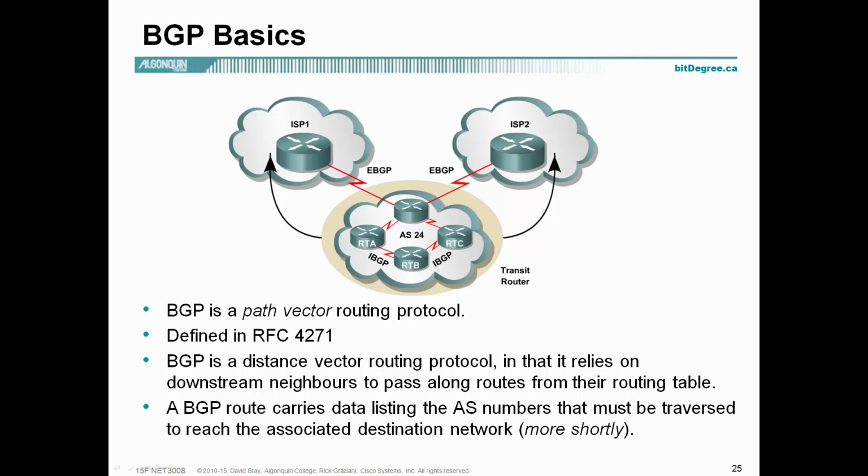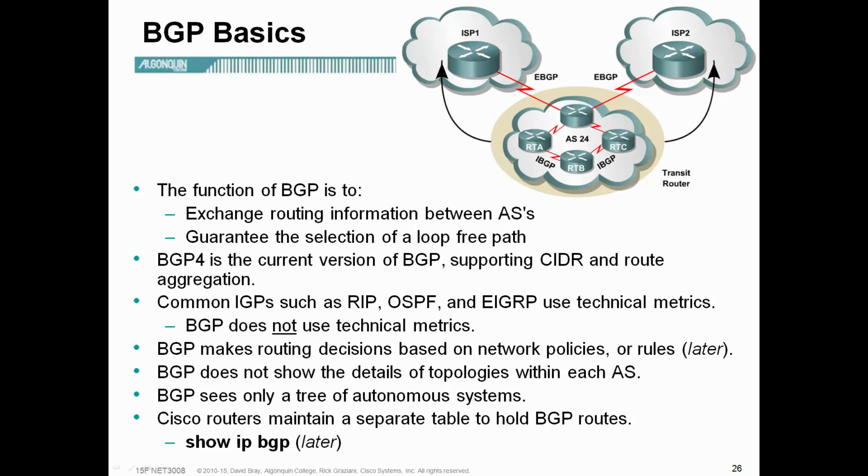The BGP route carries data with it that lists the AS numbers that must be traversed to reach the associated destination network. Much more on this later. So the role of BGP really is, of course, to exchange routing information between autonomous systems, but it also must guarantee that the routes it passes along are loop-free.